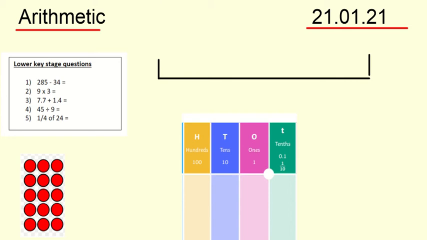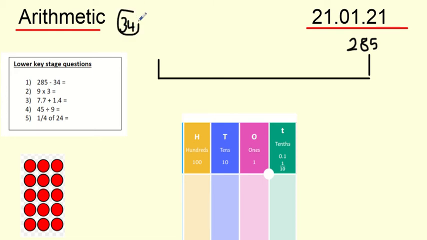So lower key stage questions, number 1. We've got 285 subtract 34. Now, if I'm not feeling confident with doing this mentally, or if I need a stepping stone to be able to do it mentally, I could use a number line to help me. So I've put 300, that's going to confuse us, isn't it? Let's start again, everybody. 285. So I've put 285 on my number line, and I know I'm subtracting, so my answer is going to be smaller. Now I'm subtracting 34.